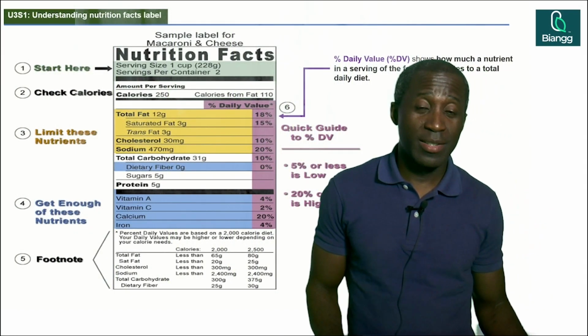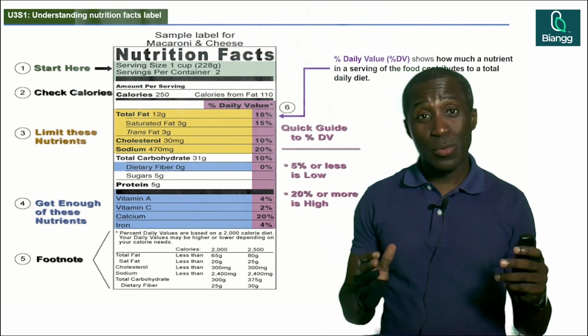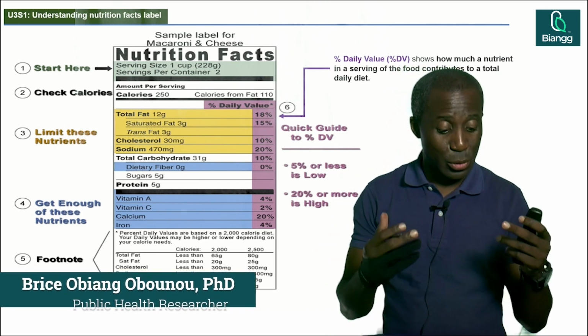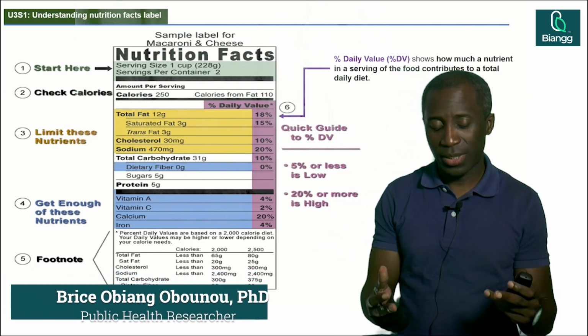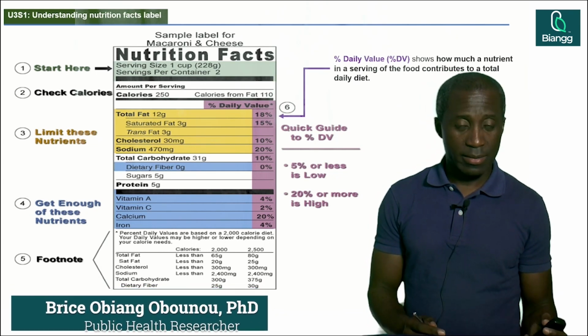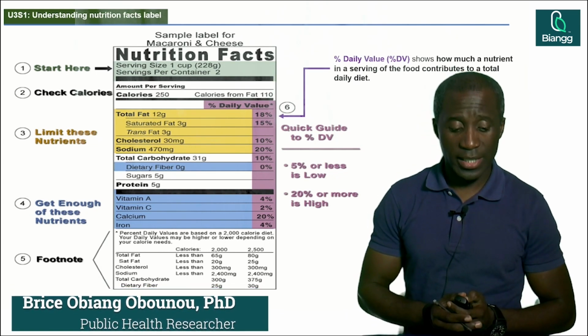Welcome to Unit 3, Section 2. Now we're going to try to understand the nutrition facts label. So this is how it looks like I showed you on the previous section.